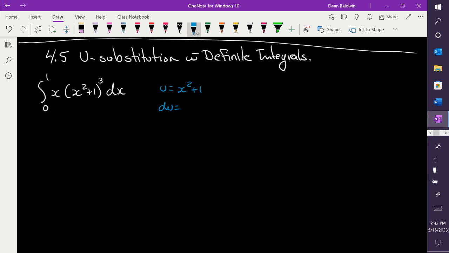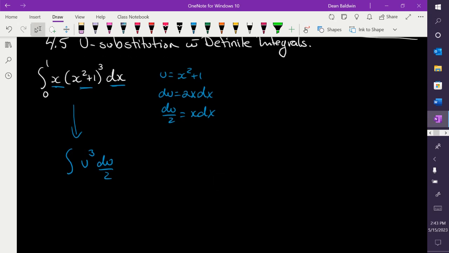So du is equal to 2x dx. Therefore, du over 2 is equal to x dx. So that gives us that, and that is all gone. So the integral is now u cubed du over 2. Everybody follow that part? That's just the stuff we've been doing.